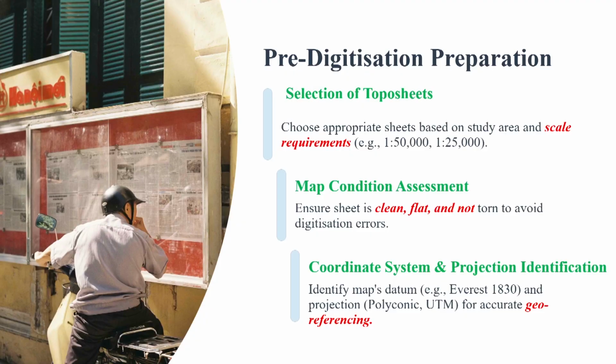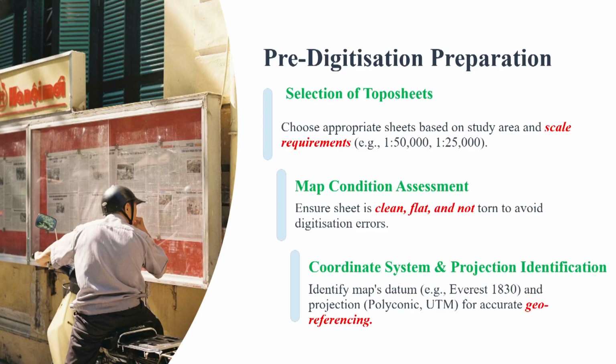Then the second is the map condition and assessment. Our topo sheet should be clean and flat. If the topo sheet was folded, that fold line is also marked on the sheet. So, we have to carefully check that the topo sheet is clean. Sometimes when we scan, some errors also occur and the visualization of the topo sheet is not clear. So, we have to cross-check that.